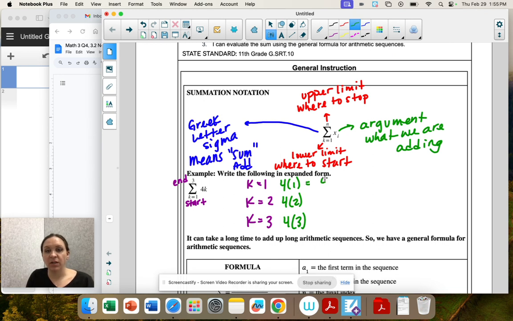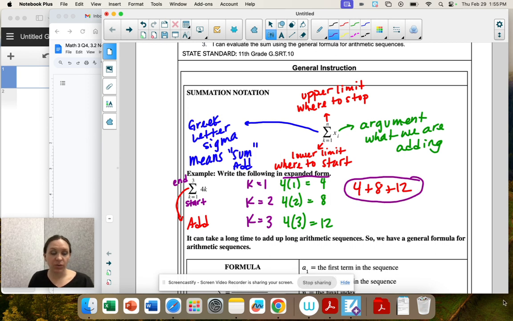4 times 1, 4. 4 times 2, 8. 4 times 3, 12. And then remember, the whole thing means to add. So it really means 4 plus 8 plus 12. And this is called expanded form when we just leave it with the addition signs between them. If it said evaluate, we would actually add them and get 24. So 2 different things depending on the instructions.